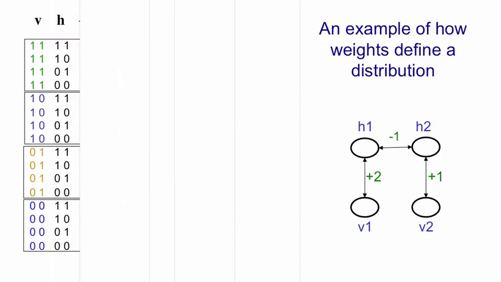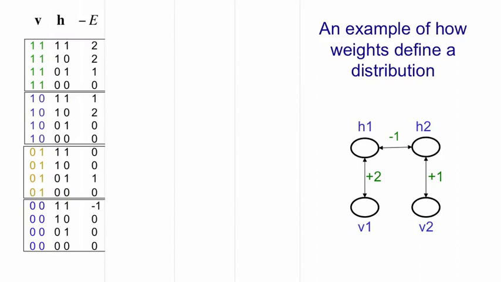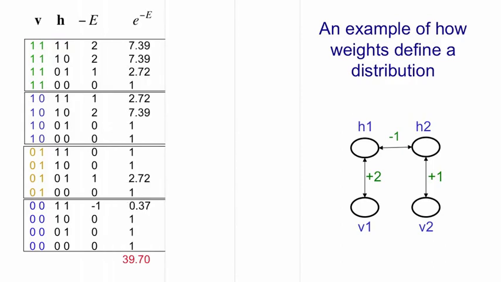Now, for each of those joint configurations, we're going to compute its negative energy, minus E. So if you look at the first line, when all of the units are on, the negative energy will be plus 2 minus 1 plus 1 is plus 2. And we do this for all 16 possible joint configurations. We then take the negative energies and we exponentiate them. And that will give us unnormalized probabilities. So these are the unnormalized probabilities of the configurations. Their probabilities are proportional to this.